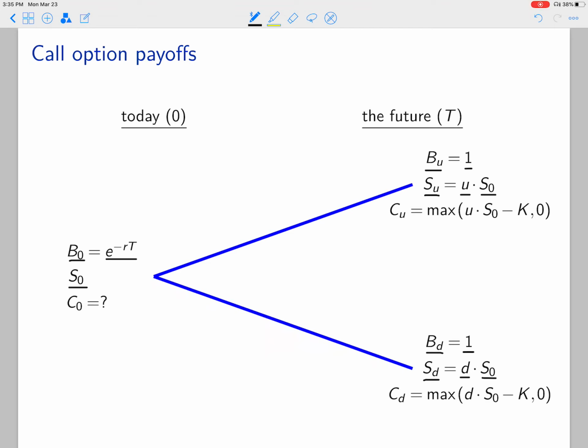Okay, we now introduce a third asset to the model, which is the European call option. The price of the call option today, C0, is unknown. This is what we want to calculate. And the payoff to the call option depends on the payoff of the stock, because that's its underlying asset, and hence it's going to be random at date capital T. In the up state, we denote the call option's payoff as C sub U. It's going to be the maximum of the stock price in the up state, S sub U minus K, and 0. In the down state, we denote the call option's payoff as C sub D. It's equal to the maximum of S sub D minus K and 0.